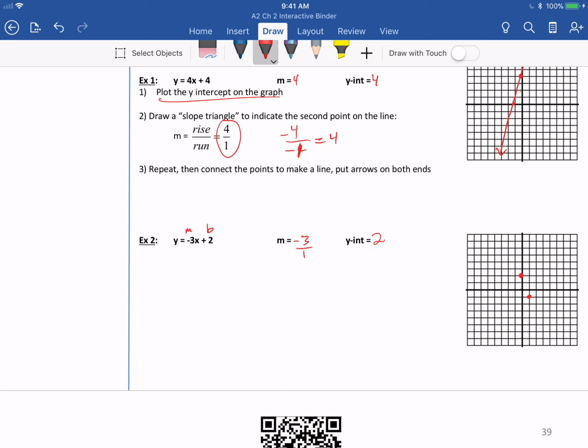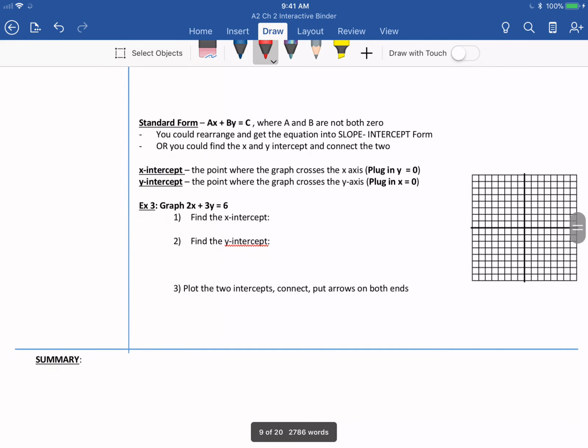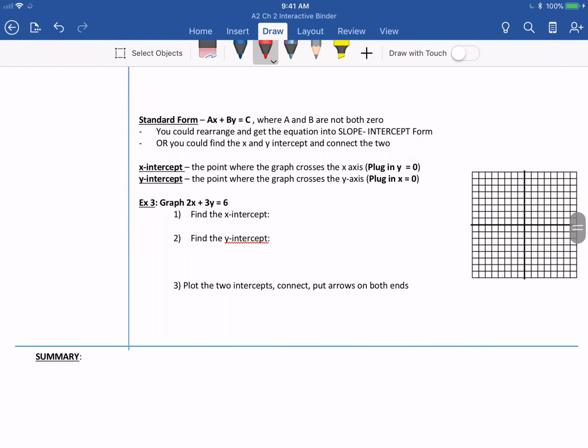So see how this guy has a negative slope now? So all you need is 2 points to make a graph, but if you wanted to go -3 over 1 one more time to be right there, that's great. See how this guy has a negative slope? It's going down as I go from left to right. So that's how you got that one. Awesome. All right, so the last example, I believe, we're looking at standard form equations.